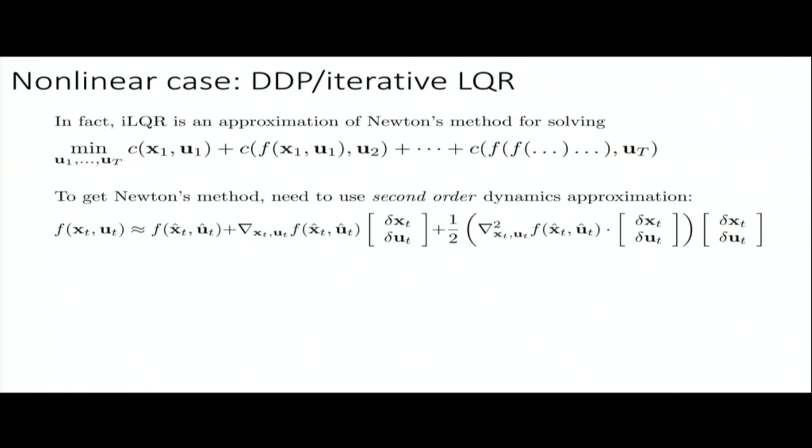Now, in practice, we often don't use the second derivative of the dynamics, because this is a much larger object. Because the dynamics are vector valued, you end up with a tensor, and it gets kind of messy. In practice, the first-order dynamics works pretty well. It takes more iterations to converge, but compared to the computational cost of computing those second derivatives, it's often worth the additional iterations. The full algorithm where you do use the second derivatives is called differential dynamic programming, or DDP. So iterative LQR is just DDP without the second derivative terms.